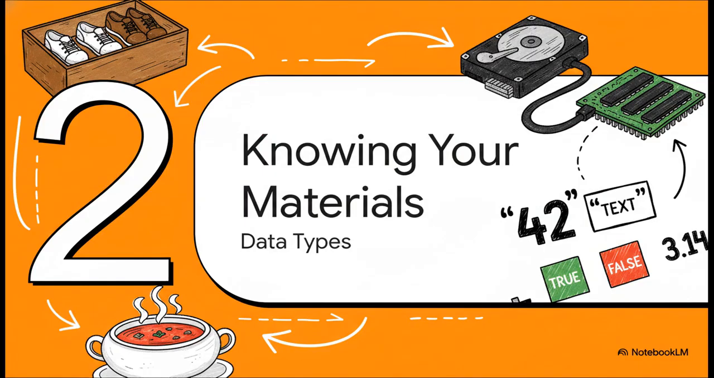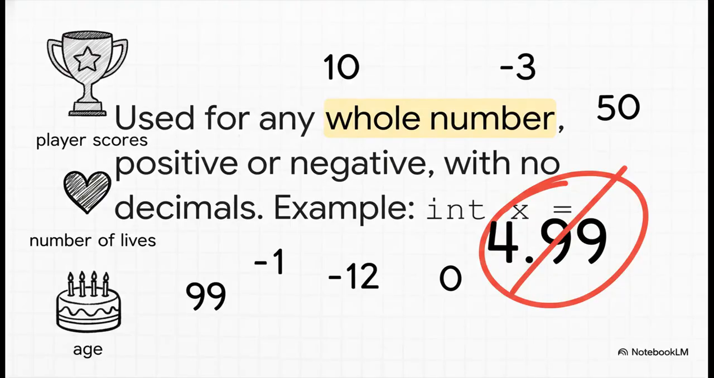Okay, so we've got our storage boxes, but think about it. You wouldn't store soup in a shoebox, right? It's the exact same idea in programming. You have to tell the computer what kind of information you're planning on storing, and these are called data types. Let's just run through the big three real quick.